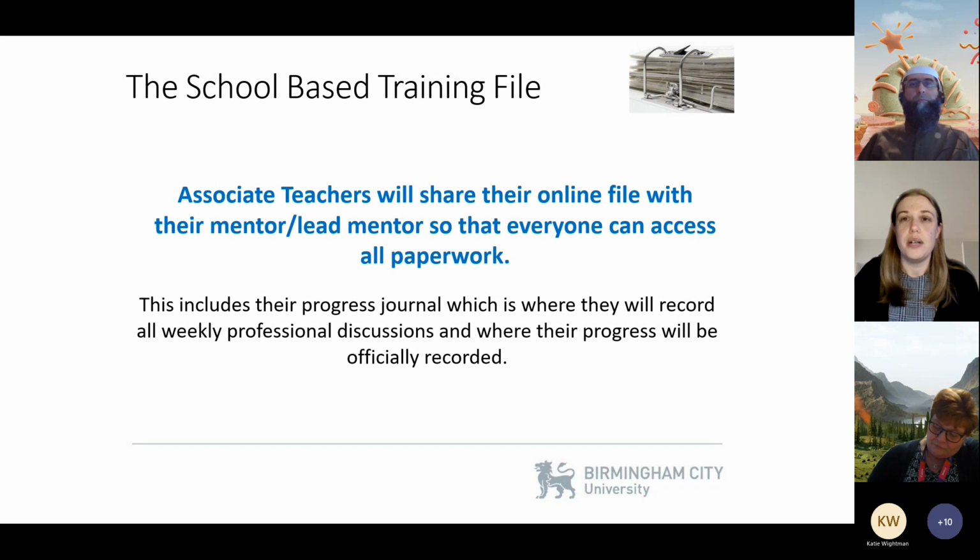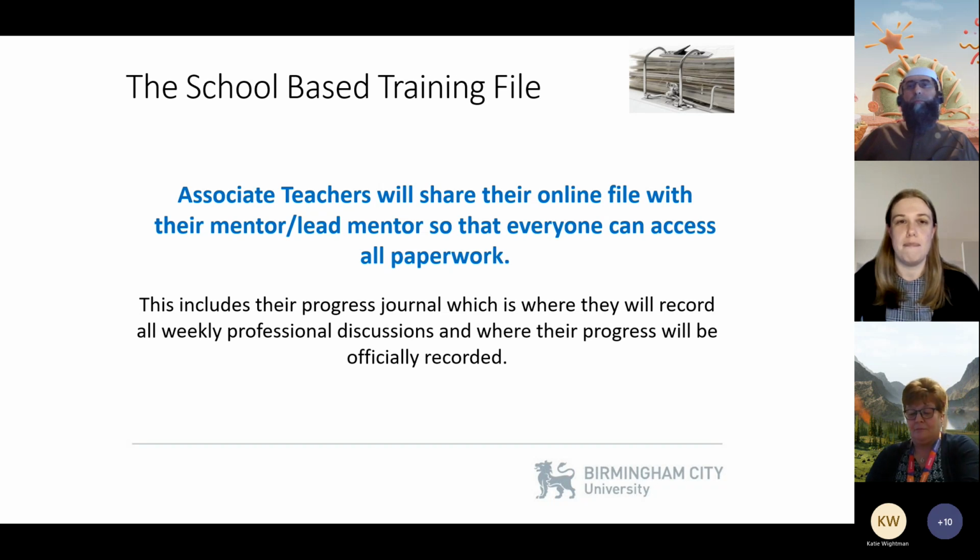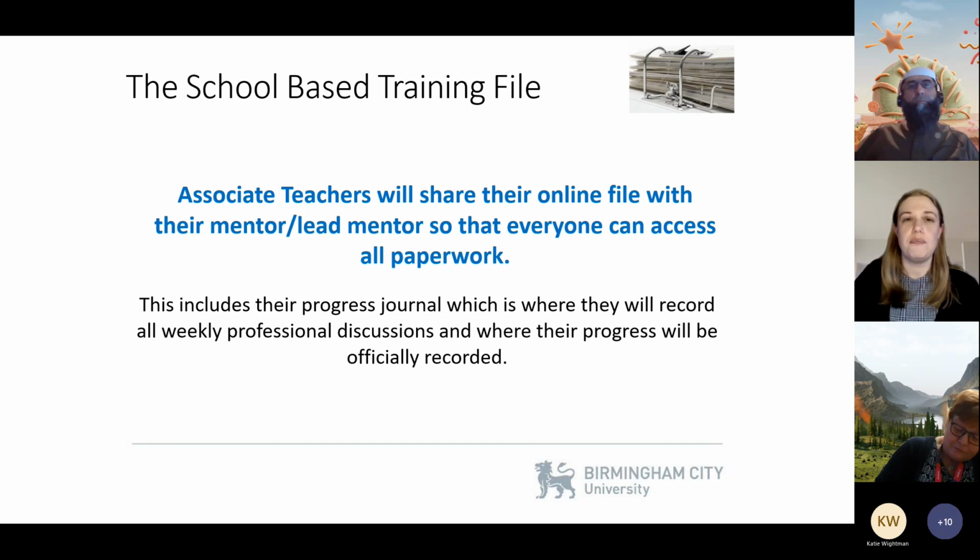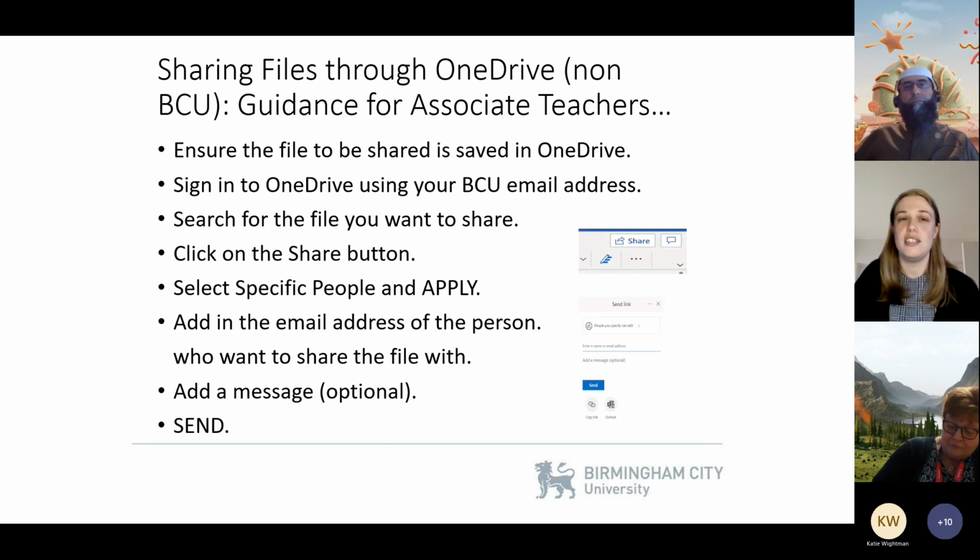Everything to do with the placement, all of the paperwork is recorded and saved in the associate teacher's school-based training file. Whereas previously it used to be a massive A4 ring binder full of pieces of paper, it's now online. So they will be asked to share that with you via OneDrive. We've given them instructions here. So these are the instructions that they have been given.